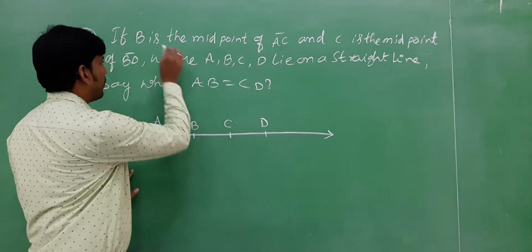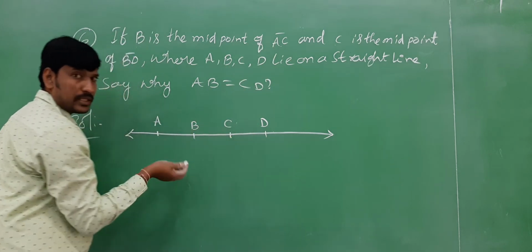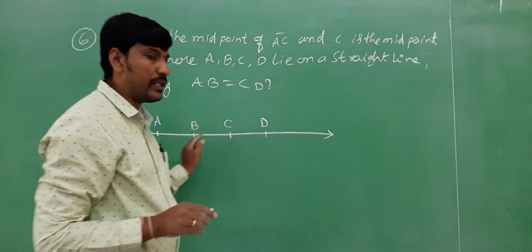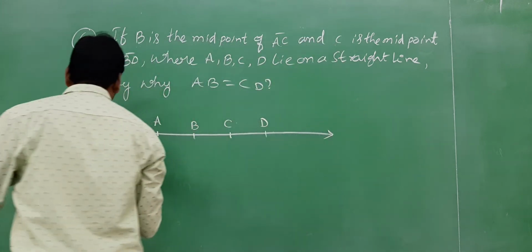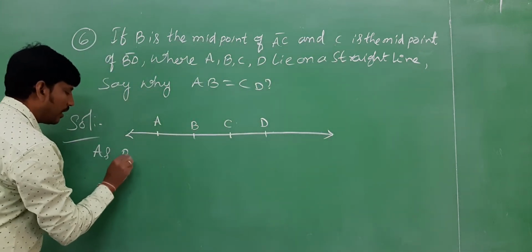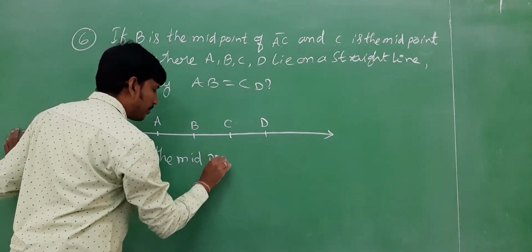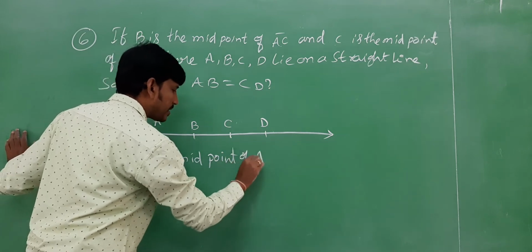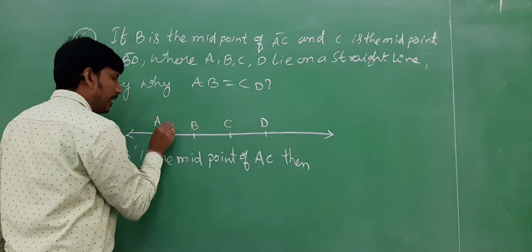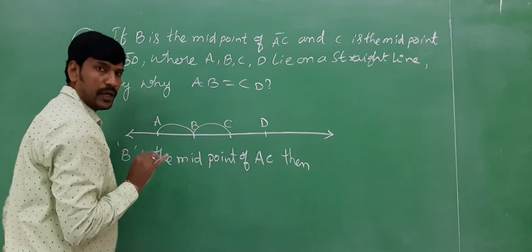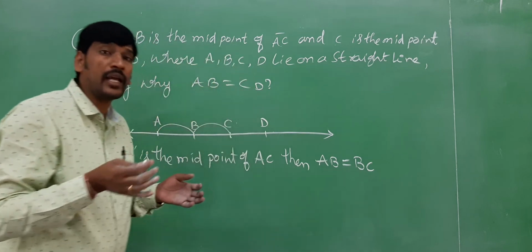Now here, the first condition is B is the midpoint of AC. Just now we discussed, midpoint means it divides into 2 equal halves, 2 equal parts. So B is the midpoint of AC, then we can write it as AB is equal to BC. Both are equal in length.